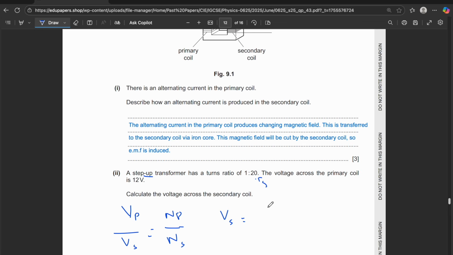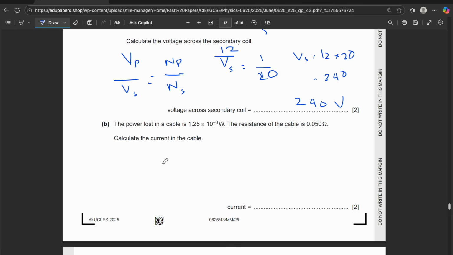So if you want Vs, this is 1:20, and that Vp will be 12. So Vs is equal to 12 into 20, that will be 240 volts. B. The power lost in a cable is 1.25 into 10 power negative 3 watts. The resistance of the cable is 0.050 ohms. Calculate the current in the cable.